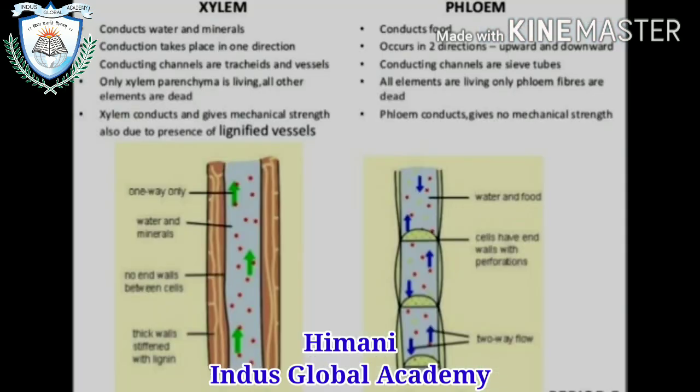Now the difference between xylem and phloem. Xylem basically conducts water and minerals and phloem basically conducts food. Xylem conduction takes place in one direction and in phloem it occurs in two directions, upward as well as downward. In xylem, conducting channels are tracheids and vessels. In the phloem, conducting channels are sieve tubes.